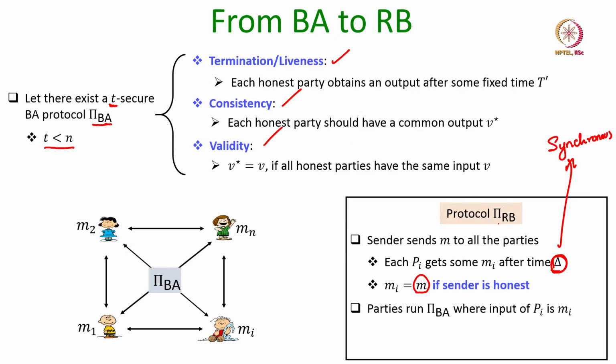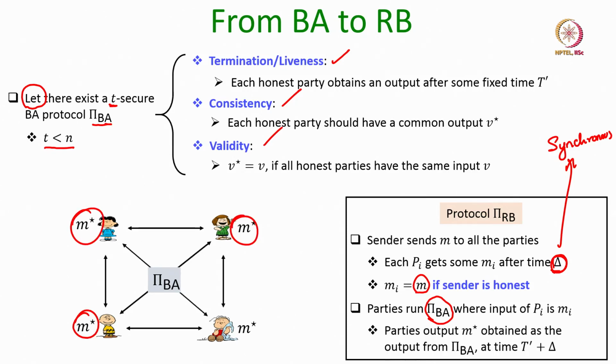But as part of the RB protocol, they have to come to a common conclusion. What is the sender's message? So it is very simple. What they can do is simply run a BA protocol, and we are assuming that there exists a BA protocol satisfying the termination, consistency and validity properties of BA. So that BA protocol every party runs, and what is the input of the i-th party in that instance of the BA protocol? It is the sender's version of the message which the i-th party has received. So P1 participates with input M1, P2 participates with input M2, the n-th party participates with input Mn and so on.